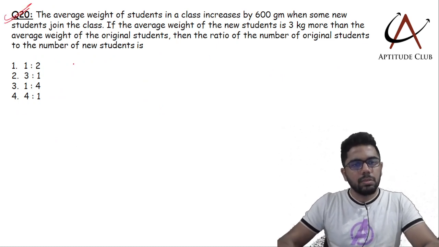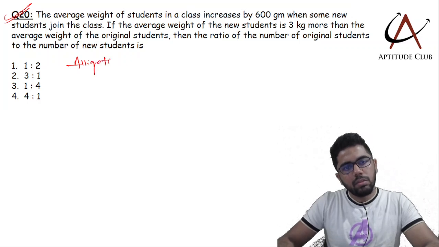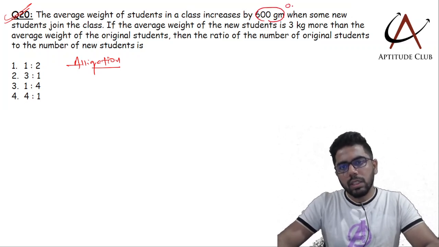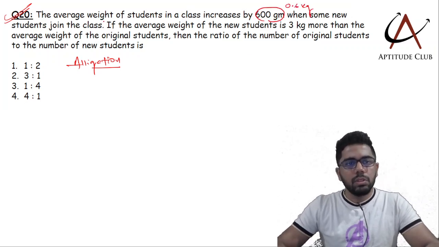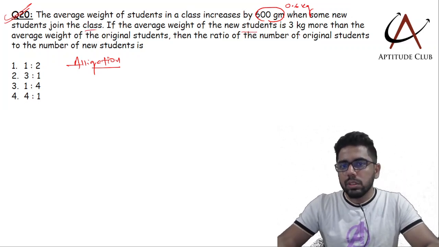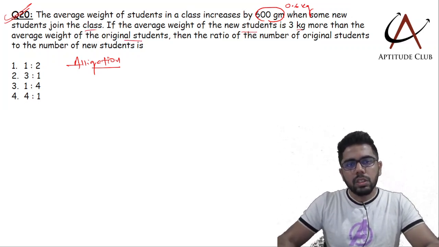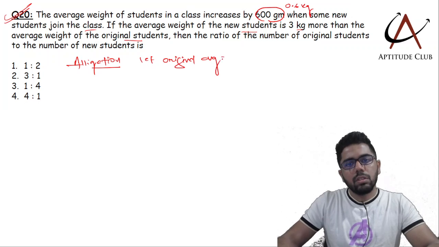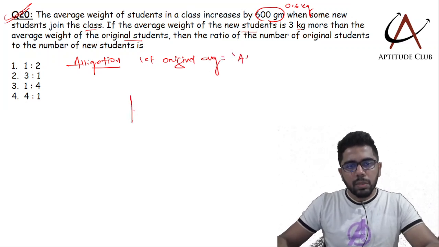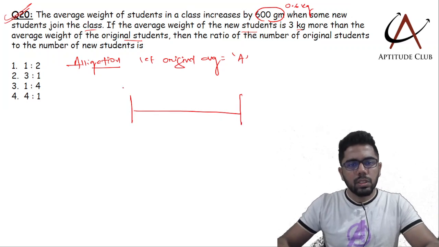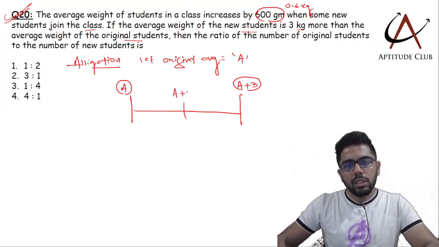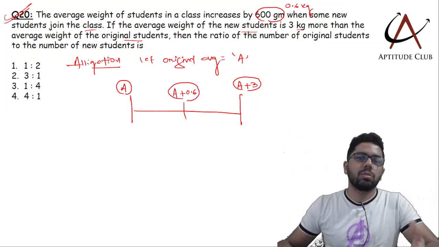The classic allegation question. So average weight of the students in the class increases by 600 grams, which I can write it as 0.6 kg. When some new students join the class, if the average weight of the new students is 3 kg more than the average weight of the original students, तो यहाँ पे ले लो, let original average was A. तो बेसिकली इसको अगर मैं एलिगेशन में पुट करता हूँ, इससे इजी एलिगेशन क्वेश्चन हो ही नहीं सकता. इनिशियली आई हैड A, व्हेन न्यू पीपल जॉइंड जिनका एवरेज वाज 3 मोर, तो वो A plus 3, such that my overall class average increases by 600 grams, तो ये A plus 0.6.